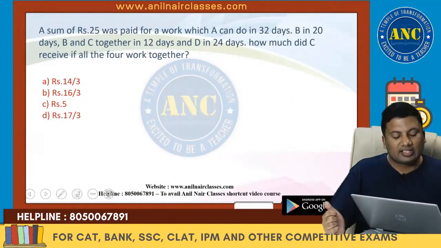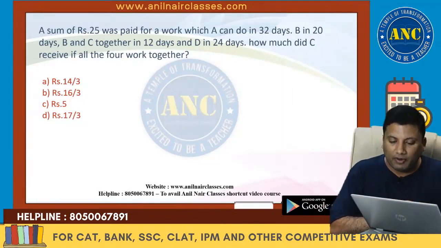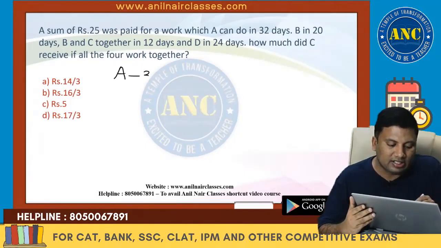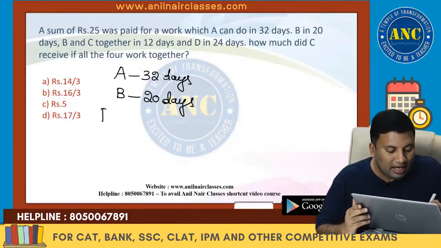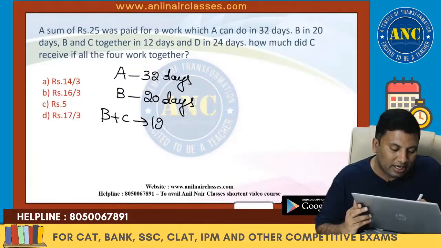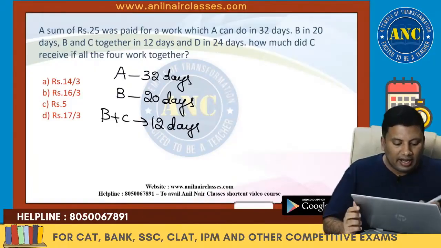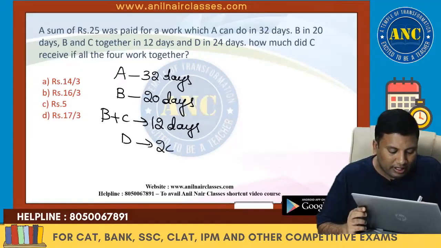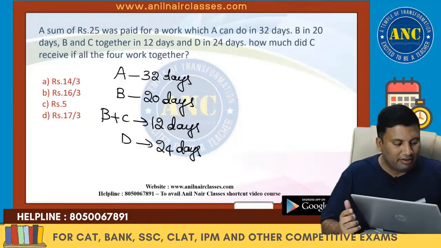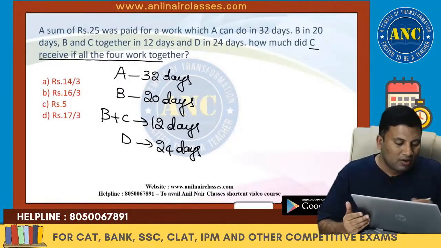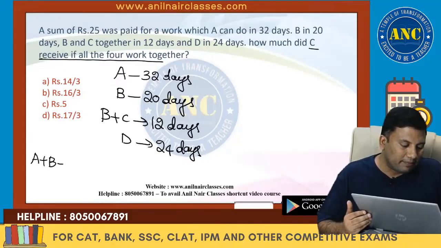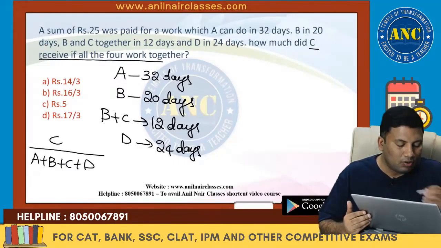Another question. A sum of 25 was paid for a work in which A can complete the work in 32 days. B can complete the work in 20 days. B and C together can complete the work in 12 days. D can complete the work in 24 days. Now, how much did C receive if all the 4 work together?